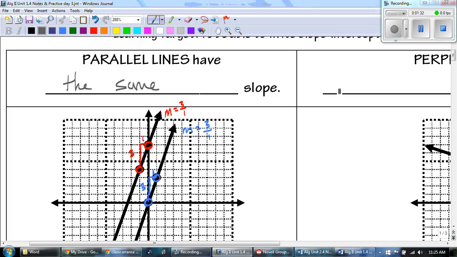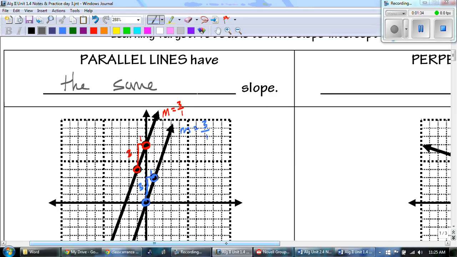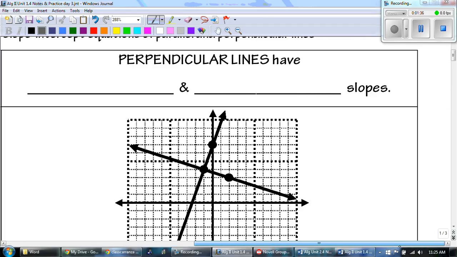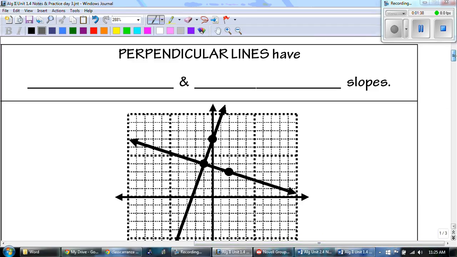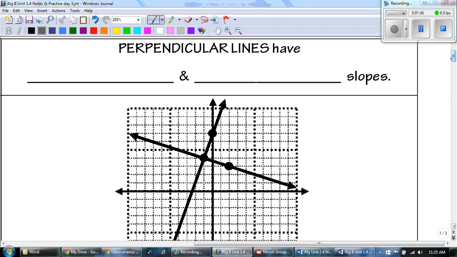the same slope. Okay. So let's find out about perpendicular lines. Now you might know what two words go there, but let's double check. So here's my first line that we're talking about. It was 3/1. So one slope is 3/1.